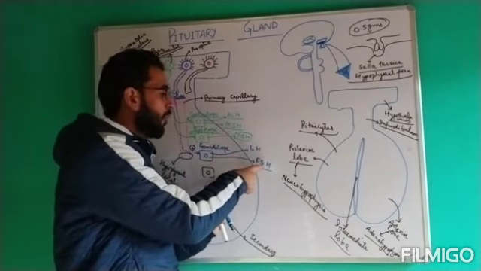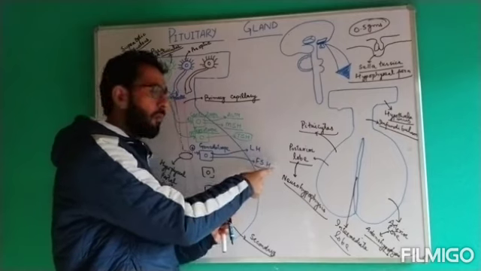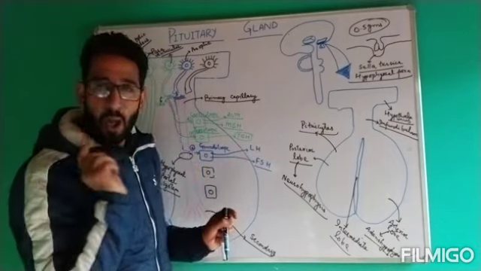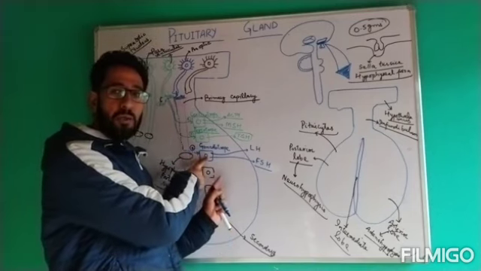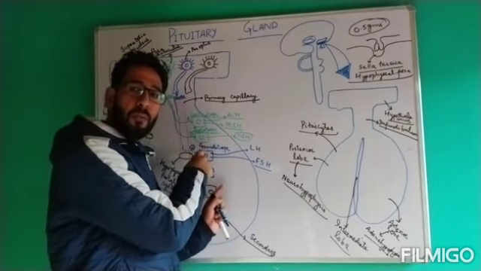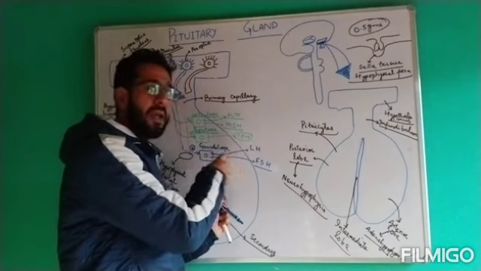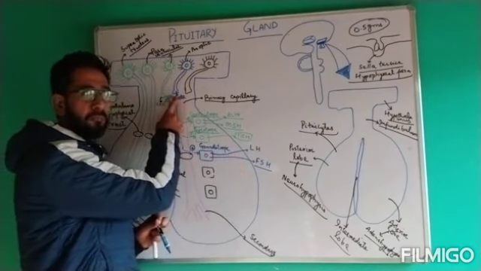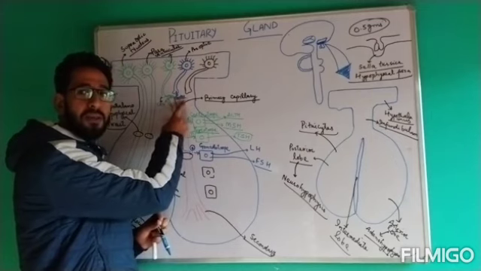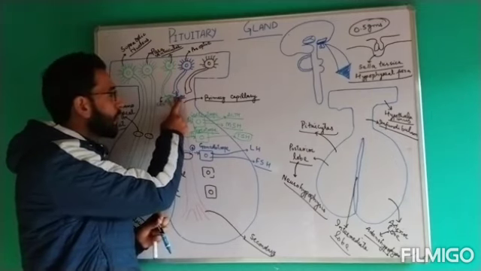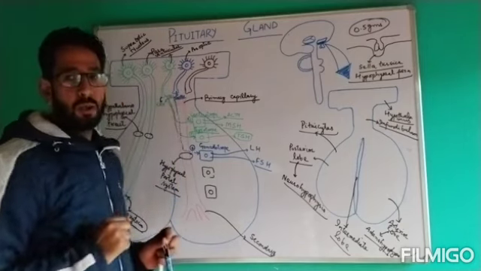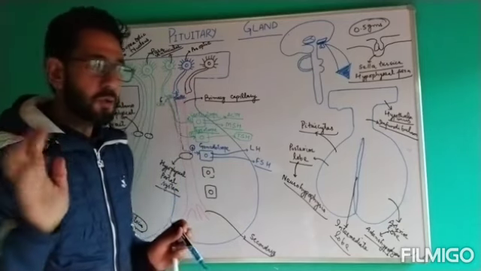Luteinizing hormone and follicle stimulating hormone are secreted by the anterior pituitary, but by which cell? It is the gonadotrope, and the gonadotrope will release LH and FSH only when it is stimulated by gonadotropin releasing hormone, which is secreted by the pre-optic nucleus. Fine? Clear up to now?